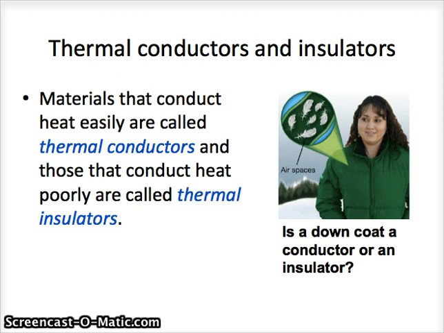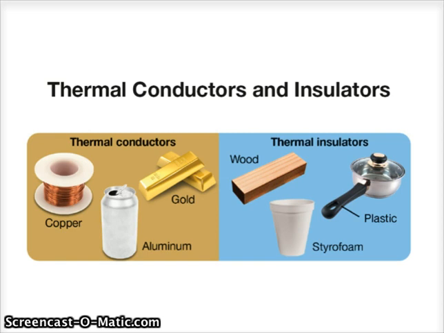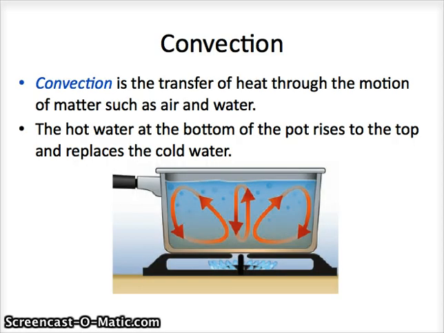Thermal conductors and insulators. Materials that conduct heat easily are called thermal conductors. Those that conduct heat poorly are called thermal insulators. A down jacket that has a lot of air space in it is a thermal insulator because it keeps the heat in. This is a diagram showing thermal conductors versus thermal insulators. Notice that most thermal conductors are metal of some kind, and most thermal insulators have lots of air pockets inside the material. So let's talk about the three kinds of heat flow.